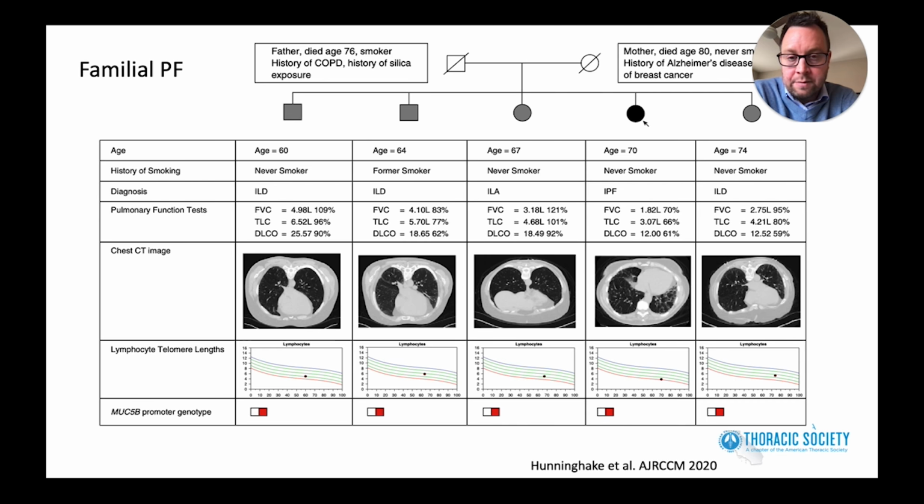And so it's important to note that disease that runs in the family can manifest in a lot of different ways, and simply having a family member, a first-degree relative affected with pulmonary fibrosis, makes you a high-risk individual that should be screened in some degree for familial disease.